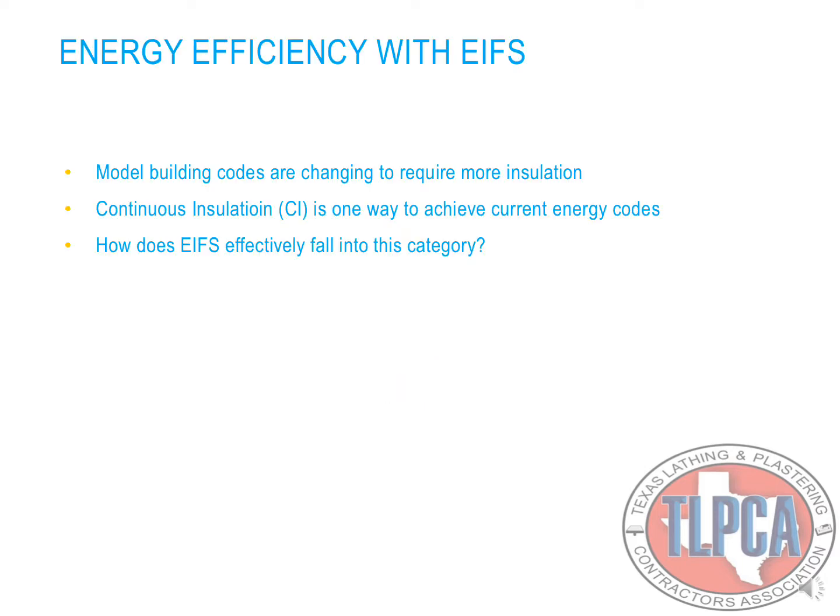Model building codes are changing to require more insulation. Continuous insulation, also known as CI, is one way to achieve current energy codes. How does EIFS effectively fall into this category?